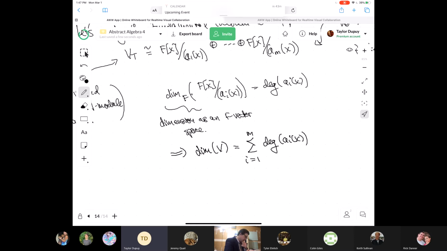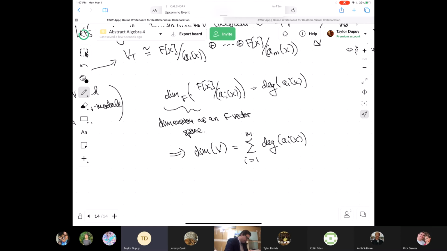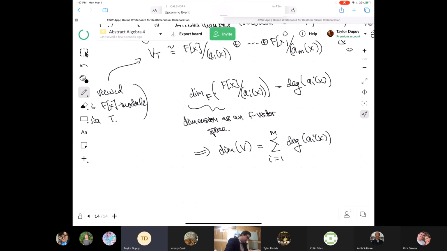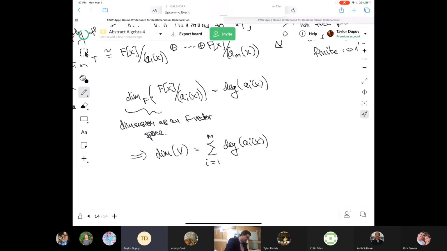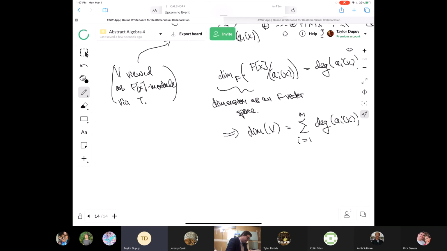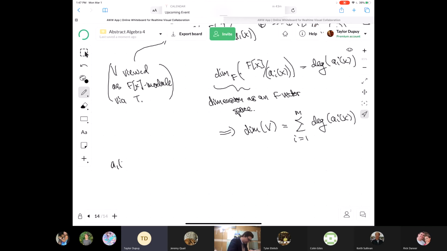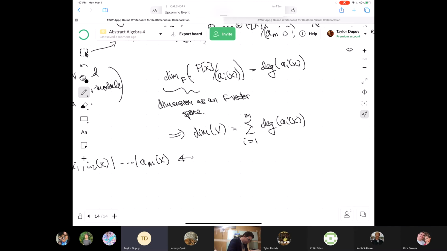Exactly. It's the same thing. So we have that this is true. We also have the condition that all of them divide each other, that a_1(x) divides a_2(x), divides, and so on, divides a_m(x). So we had this divisibility condition on the invariant factors.